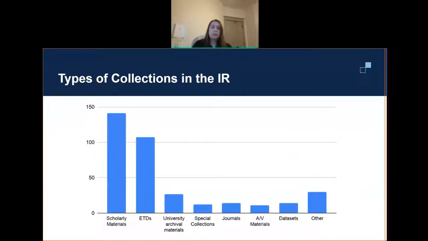So we asked people to identify the types of collections that they had in their IRs. The numbers on the y-axis are the number of responses for that particular category. And as you can see from the chart, the vast majority of IRs include scholarly materials and electronic theses and dissertations, ETDs. But then you'll notice that there's also university archival materials, special collections, journals, AV materials, data sets, and then our favorite other category.